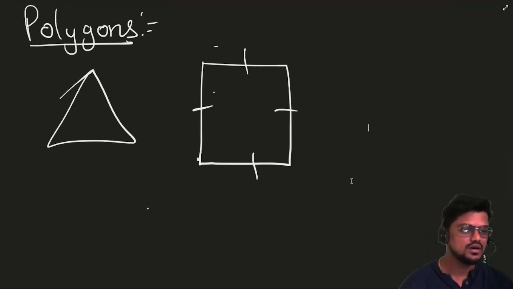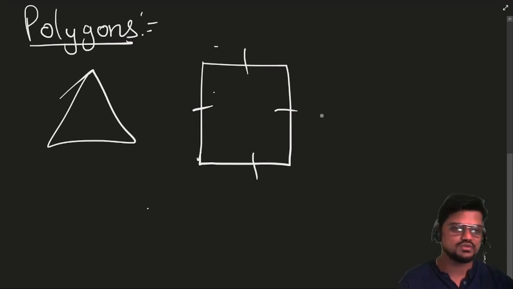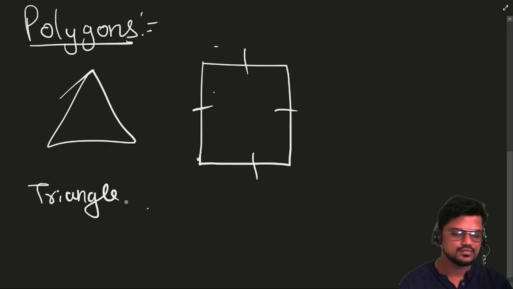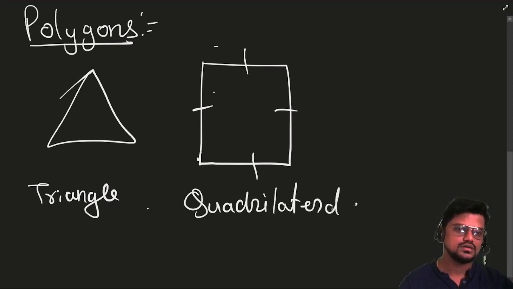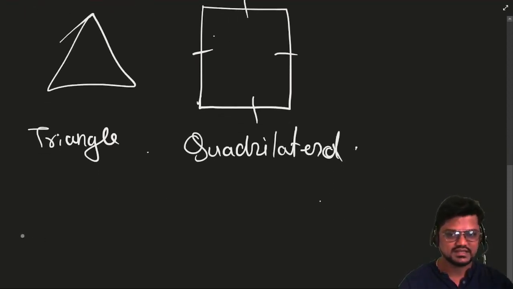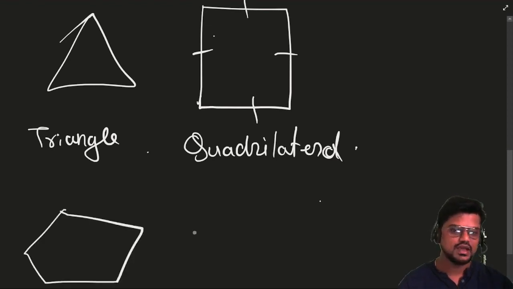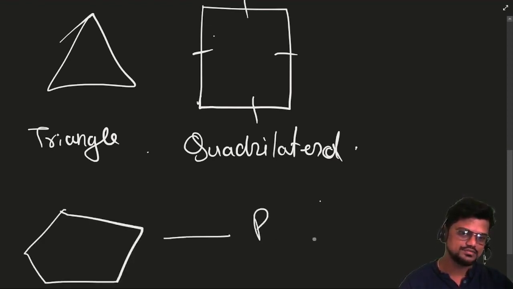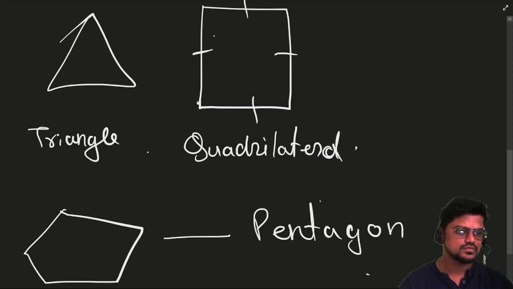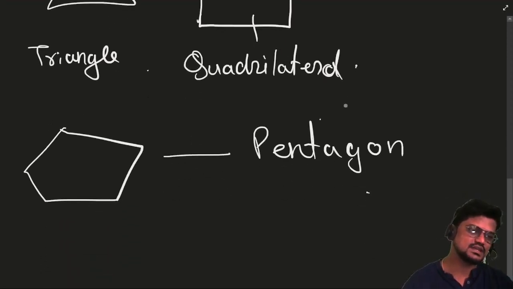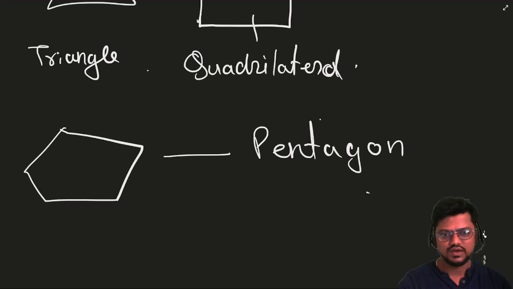We can also say it is a polygon. There are different types of polygon. These are all polygons, but we have a naming for each. For three sides, we say triangle. For four sides, quadrilateral. When it has five sides, what do we say? Pentagon. When it has six sides, hexagon, and so on. You have it from the textbook.